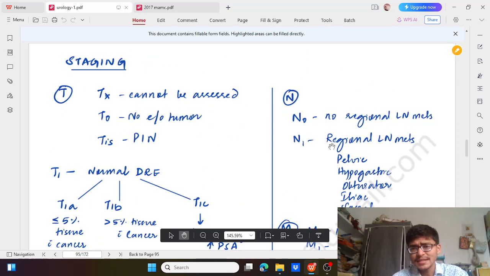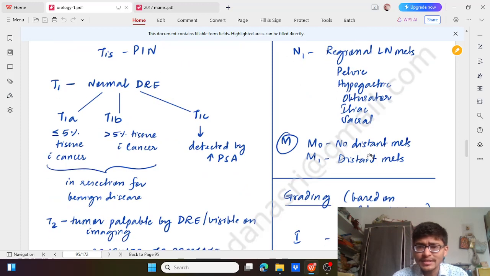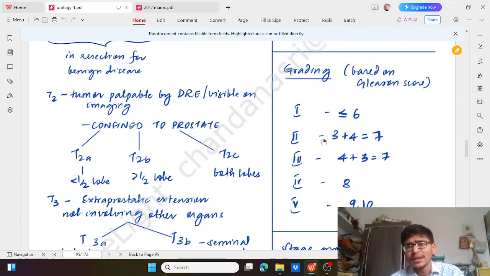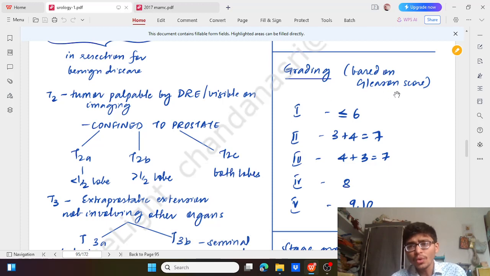Nodal metastasis N1 is the regional nodes, which involve pelvic, hypogastric, obturator, iliac, and sacral nodes, and M1 is distant metastasis. Grading depends on the Gleason score. A Gleason score of less than or equal to 6 is grade 1, so the grading is grade 1 to grade 5. The minimum Gleason score is 2. Grading is 1 to 5 and the Gleason score is 2 to 10.